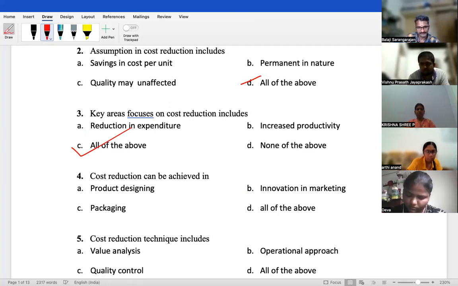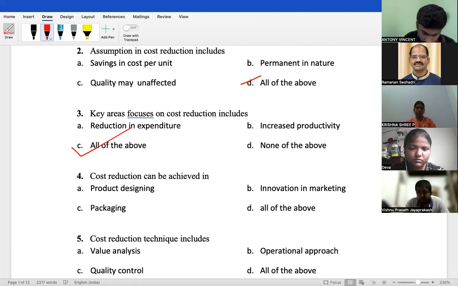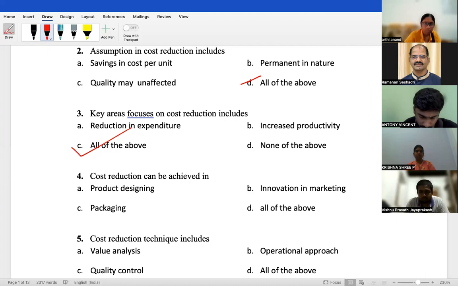Cost reduction can be achieved in product designing, B, innovation and marketing, C, packaging, D, all of the above. All of the above. Cost reduction in product designing is possible, innovation in marketing is possible, packaging is also possible. Therefore, all of them.